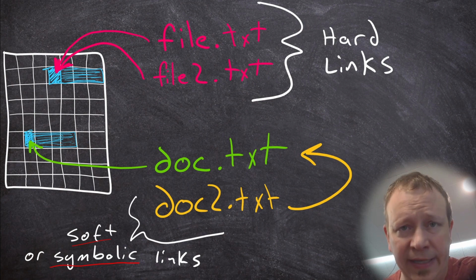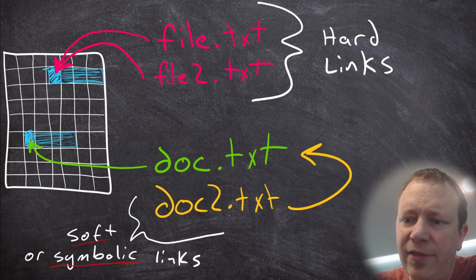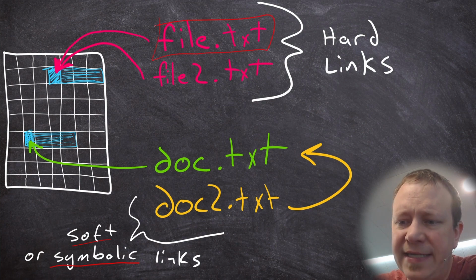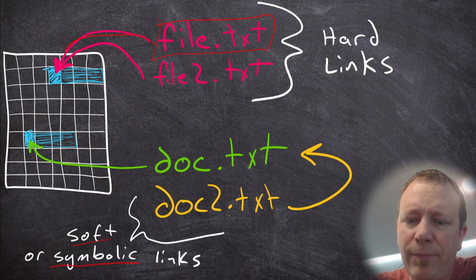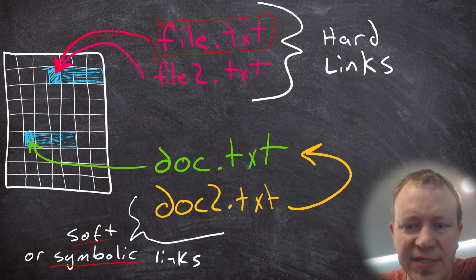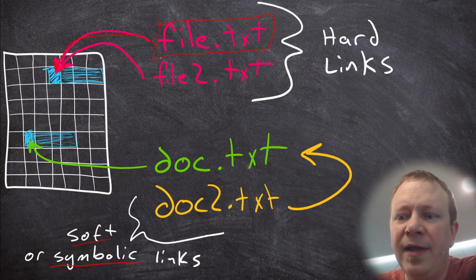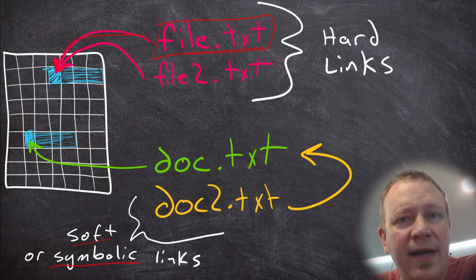So a hard link is, first of all, let me take a step back. When a file is stored on a hard drive, there's a name like file.txt, and what this does is it points to a spot on the hard drive where the file lives, right? This is like the first sector, and it probably goes a few sectors, and it points to that spot on the hard drive. So a file name is pointing to a spot on a hard drive.